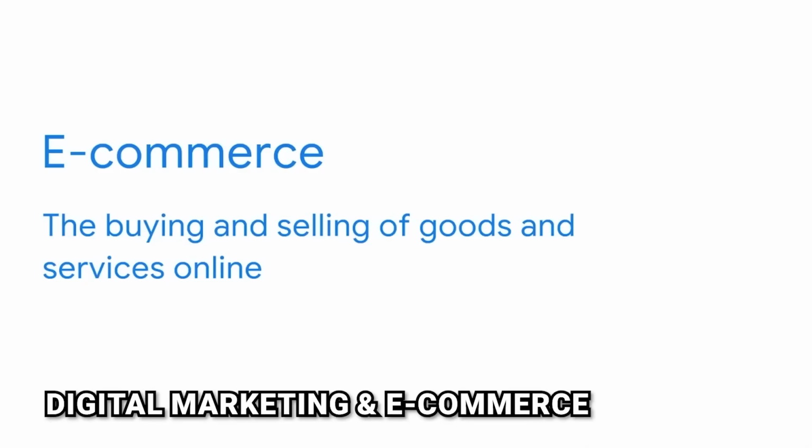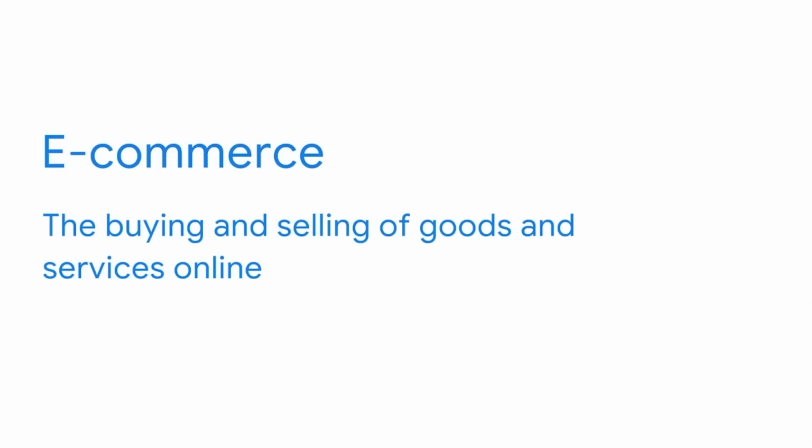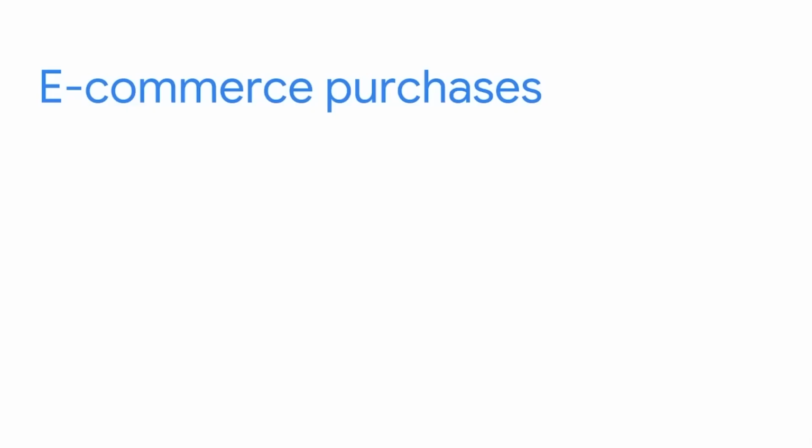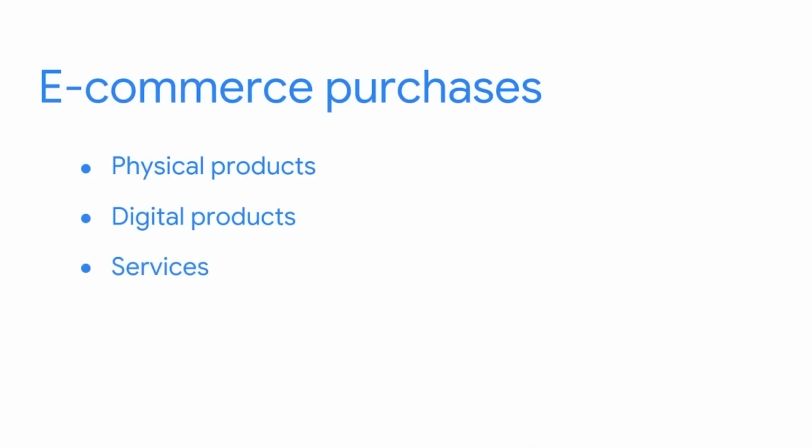E-commerce is a broad term that refers to the buying and selling of goods and services online. Most e-commerce purchases fall into one of the following four categories: physical products like books or home goods, digital products like ebooks or online courses, services like vacations or doctor's appointments, and software like word processing or photo editing programs. The ability to buy or sell just about anything, big or small, through computers, tablets, and phones has completely transformed the way we do business.